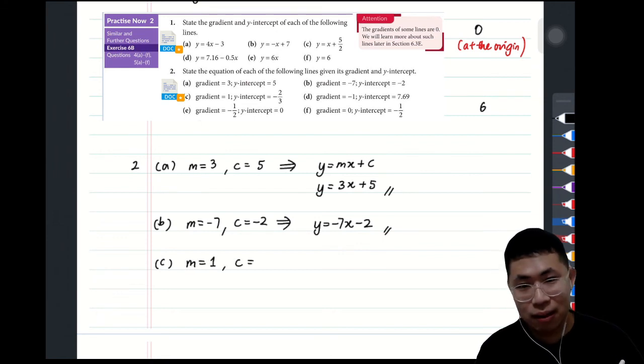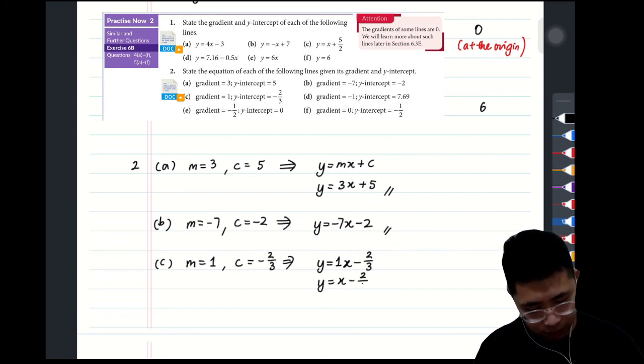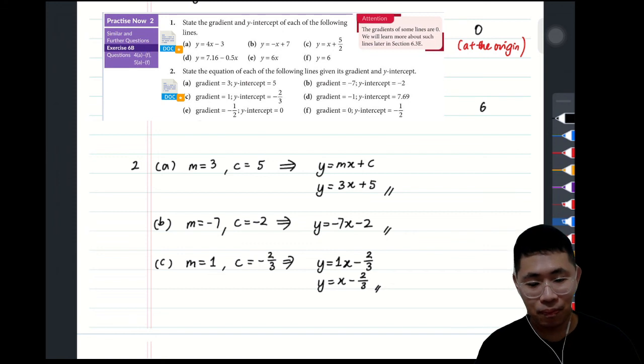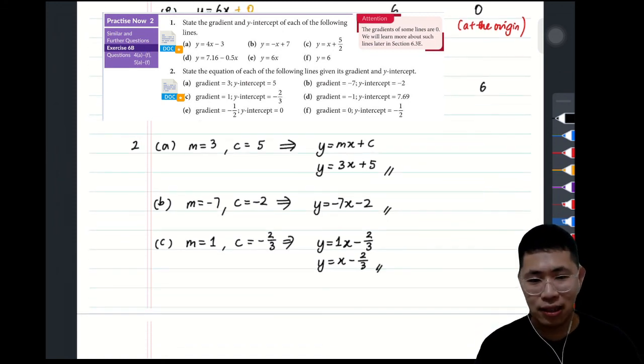Alright, c. Now the gradient is 1. The y-intercept is negative 2 over 3. So the function we're looking at is y equals something x minus this. So 1x plus this. To simplify, y equals x minus 2 over 3. Like that. Okay, so c is done.